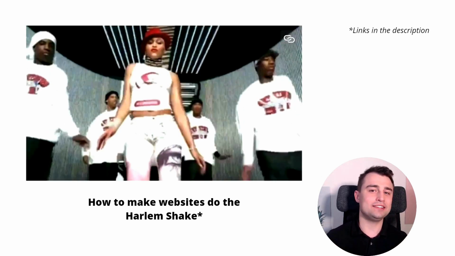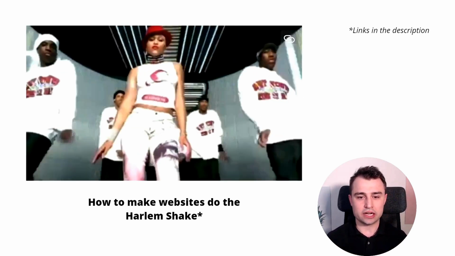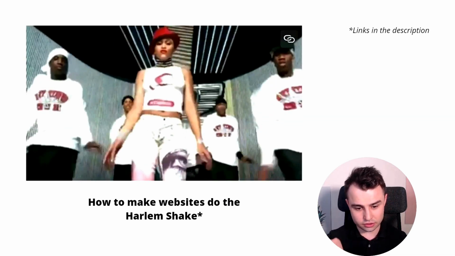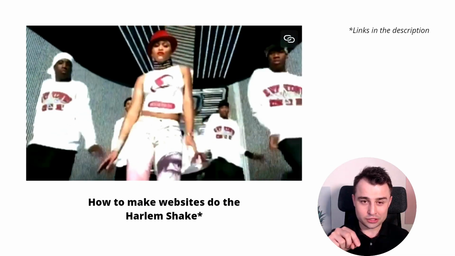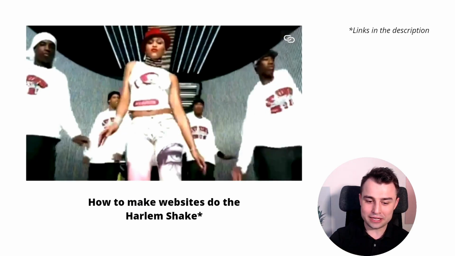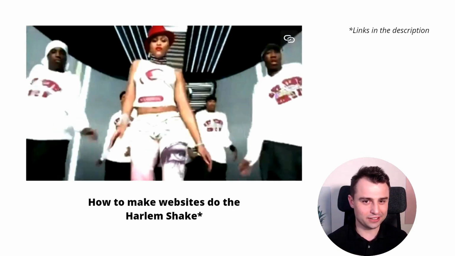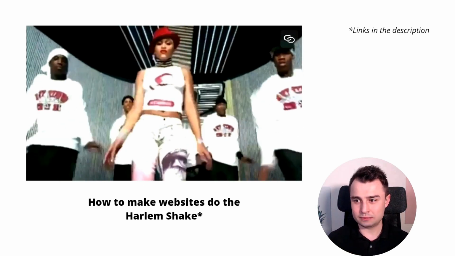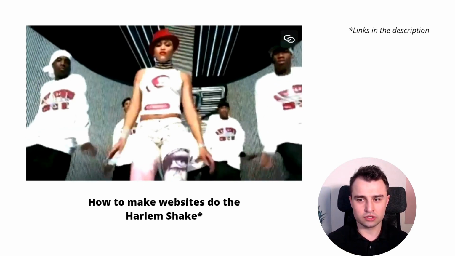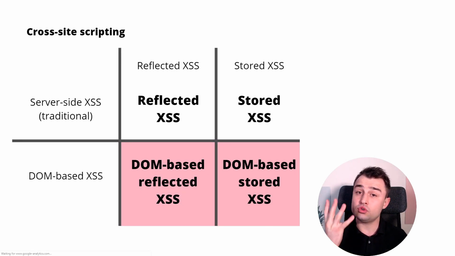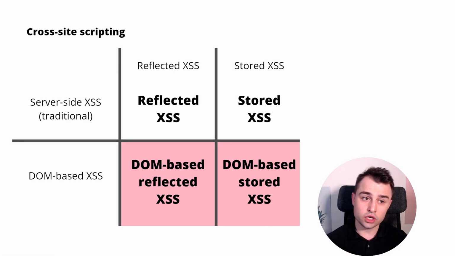First of all, a small exercise to see what can actually happen if you can execute some, let's say, unintended code on your website. So just stop for a second and look for the link in the description so that you can see how you can make your website do Harlem Shake. It's going to be funny. Once you do this, let's go further and understand four different types of cross-site scripting.